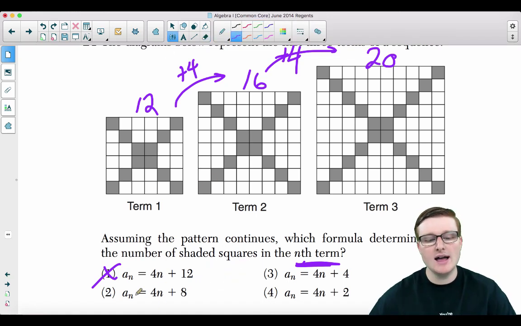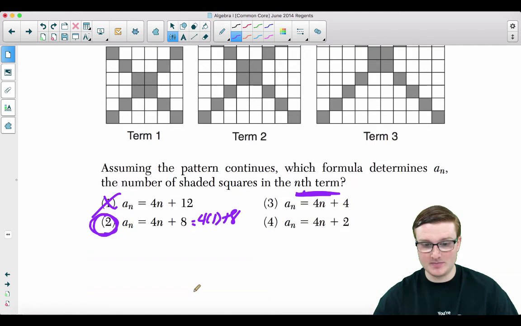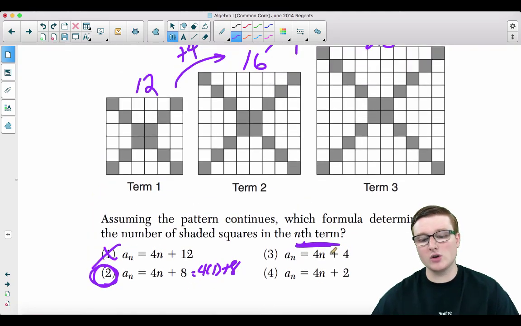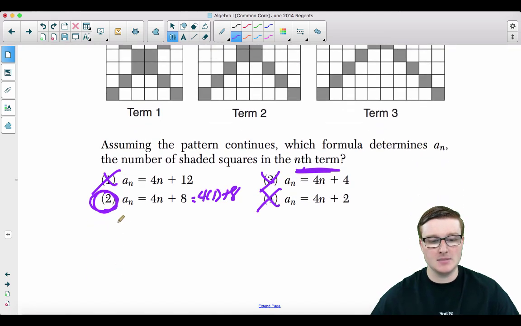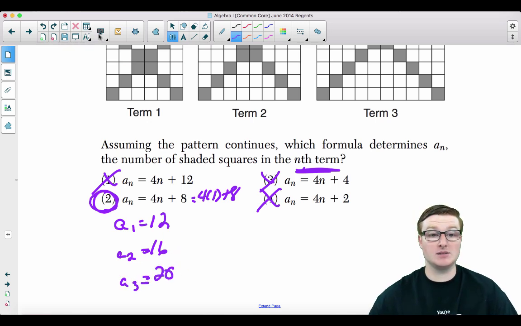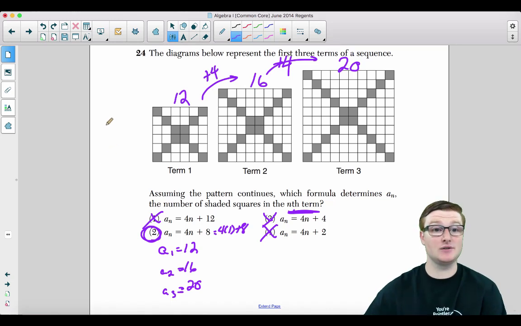Let's take a look at choice 2. A sub 1, if we plug in 1, that's equal to 4 times 1 plus 8. 4 times 1 is 4, plus 8 is 12. That's your answer. And if you look at all of the other ones, if you plug in 1 over here, that gives you the number 8. That makes no sense. If you plug in over here, that's equal to the number 6. So choice 2 has to be the answer, because a sub 1 is 12, a sub 2 is 16, a sub 3 is equal to 20, so it does, in fact, follow the correct pattern. And that is your answer for question 24.